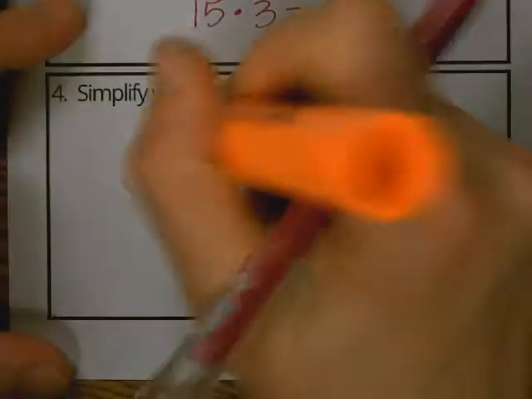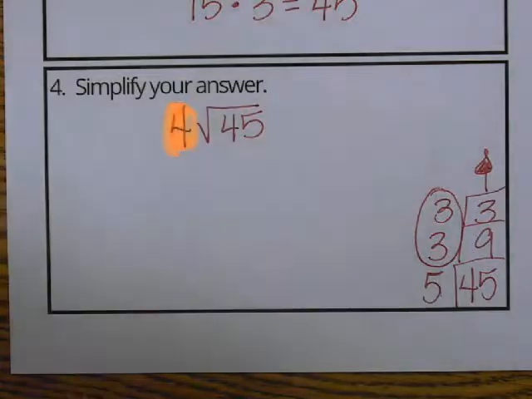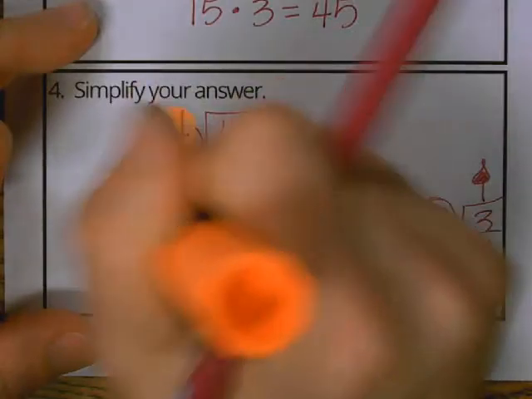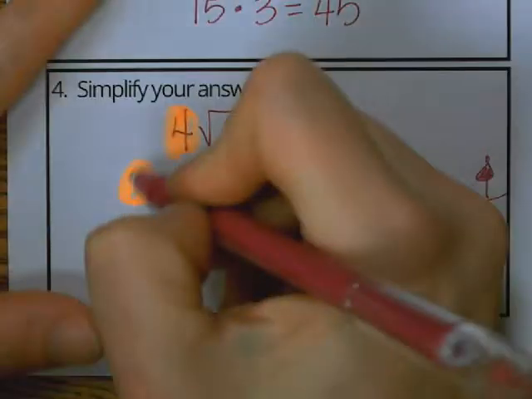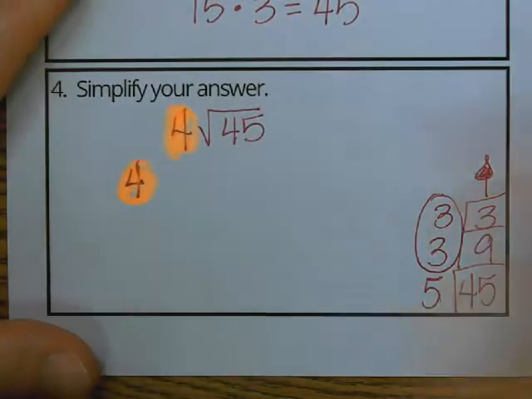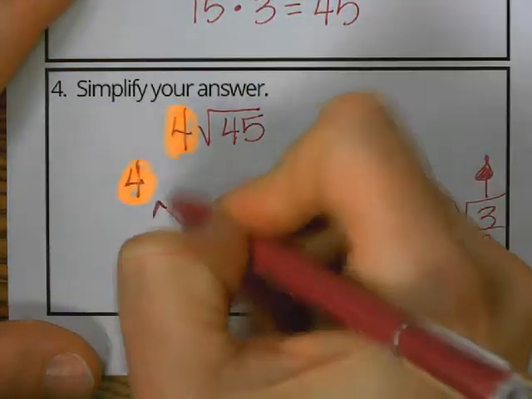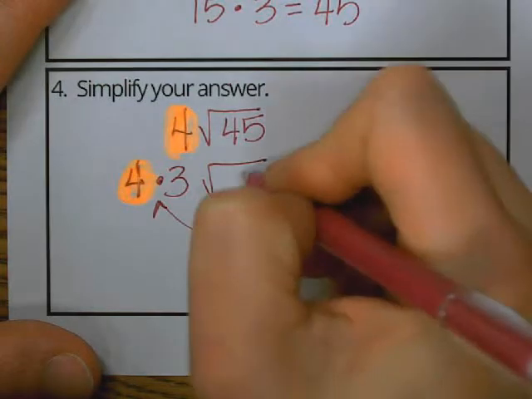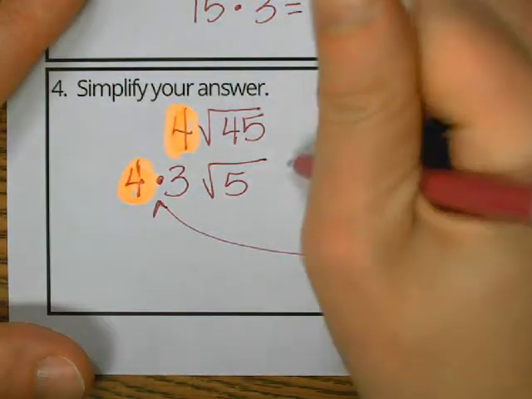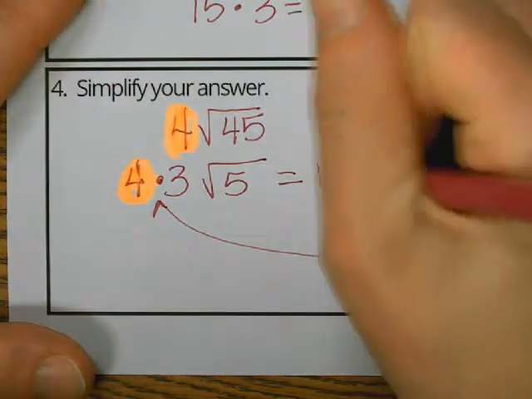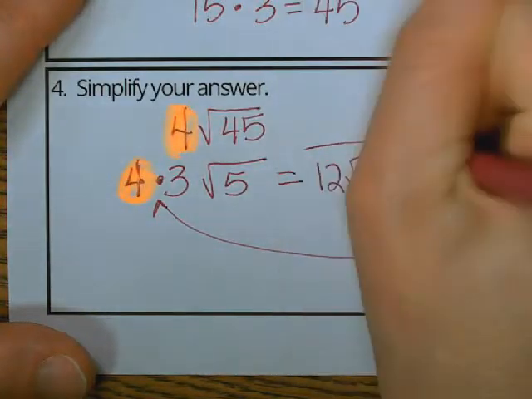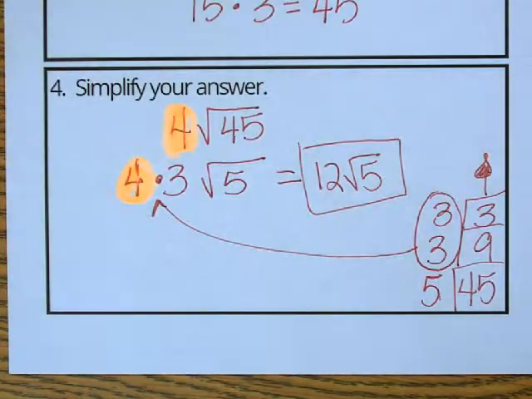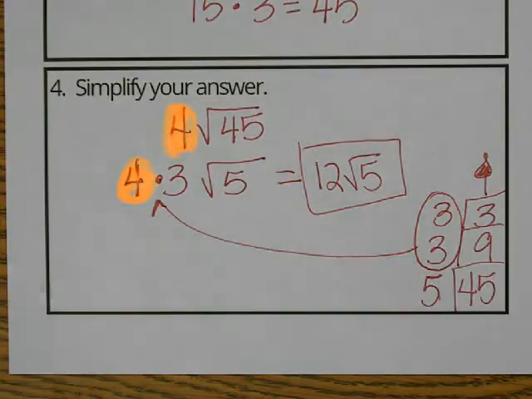And then anybody who doesn't have a partner doesn't get to go out on a date, they just stay home. So, also, don't forget that outside of your radical, you still have this 4, and that 4 doesn't just disappear. It comes down and stays on the outside. So now 4 and 3 are outside, and 5 stays inside. And lastly, you just do 4 times 3, which is 12. So the simplest form for this one is 12 square root of 5.